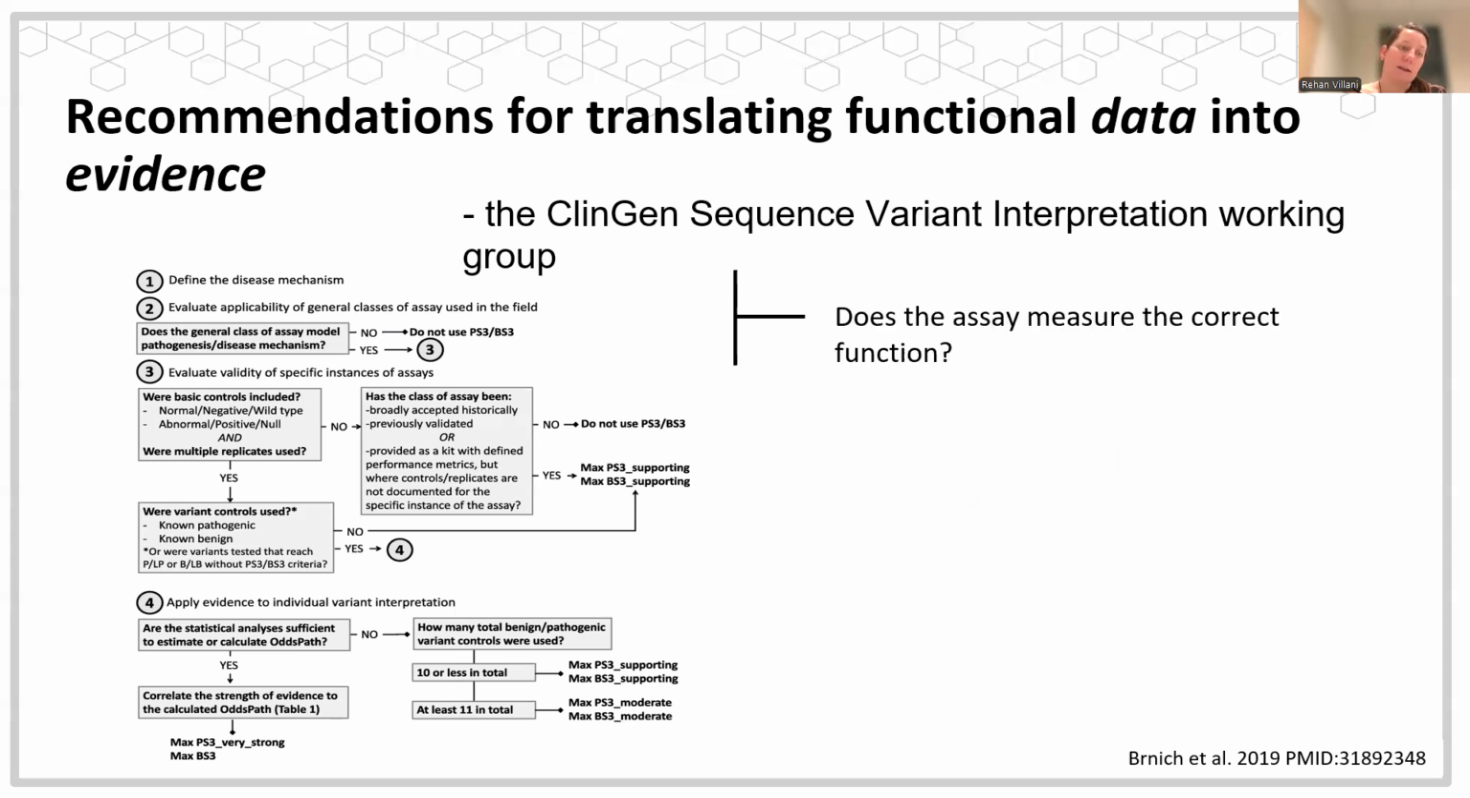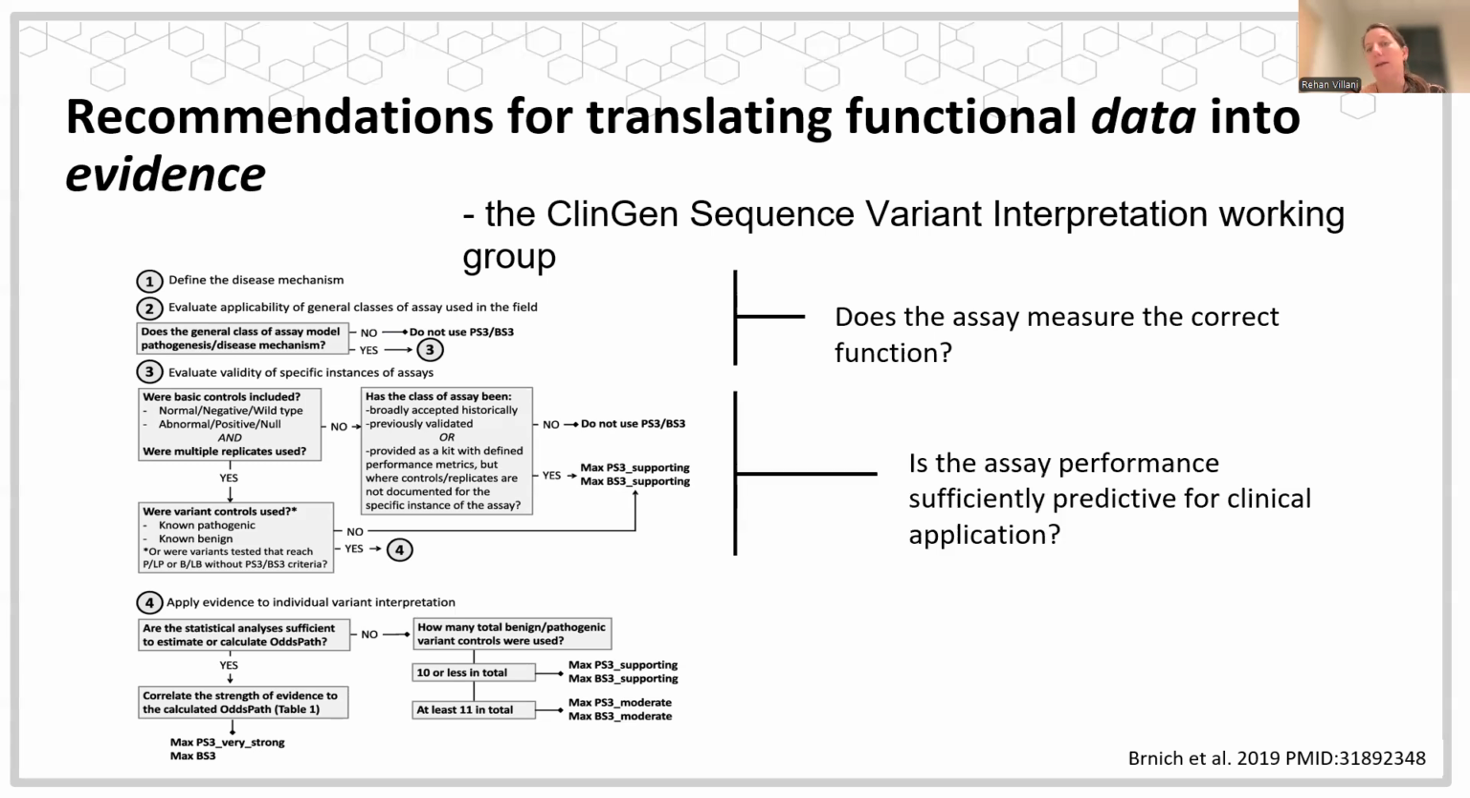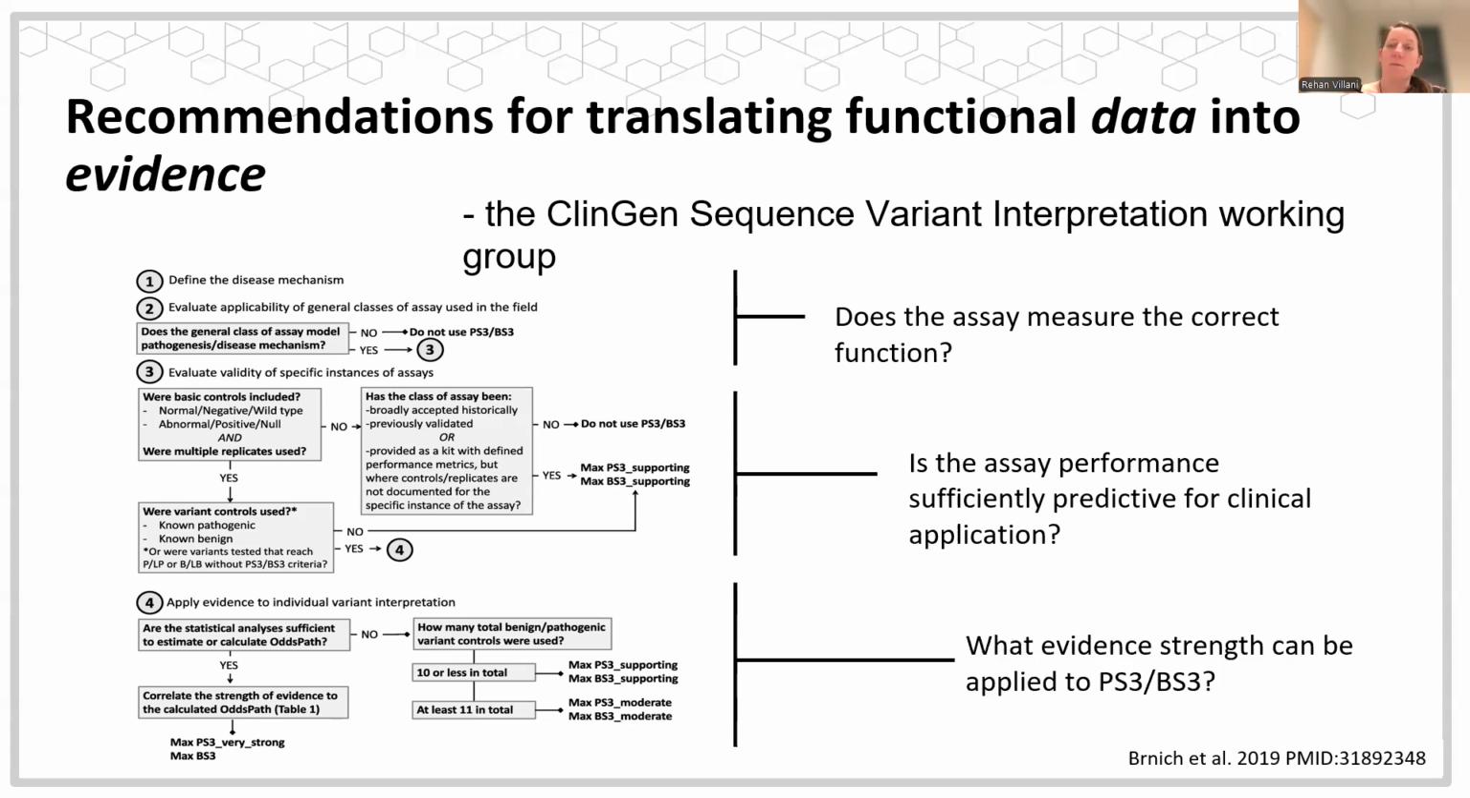So breaking this flowchart that was presented in Nitsch down to some very simplified questions, first of all, you want to consider if the assay measures the correct function. Does that assay measure the disease mechanism that you're hoping to investigate? Then you want to consider if the assay performance is sufficiently predictive for clinical application. And finally, you want to determine the evidence strength that can be applied for PS3 or BS3 for that assay.